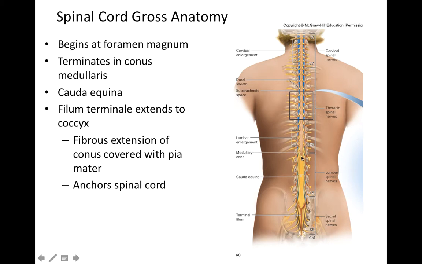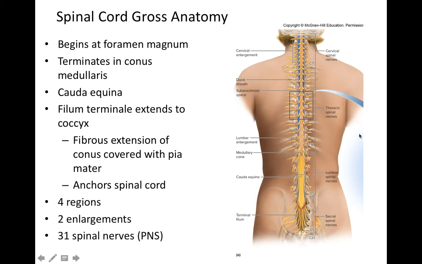Now, coming off of the conus medullaris is going to be a small connective tissue fiber that's going to come down and connect here to what's called the pia mater. We're going to talk about that in a minute. And then there's a piece of connective tissue that comes off of that that's going to come down. It's called the filum terminale that is going to anchor onto the coccyx. So this is going to keep the spinal cord from sort of swaying back and forth in the vertebral column.